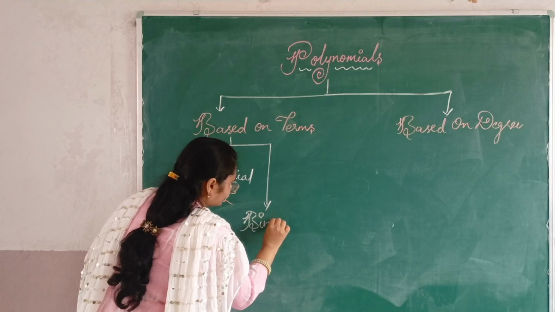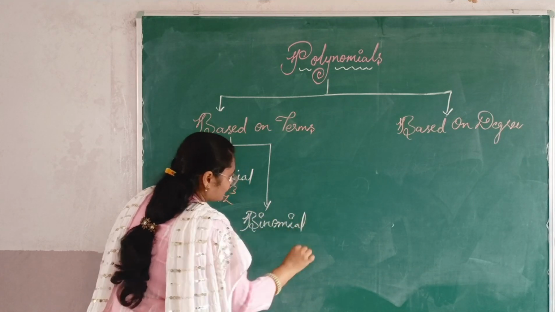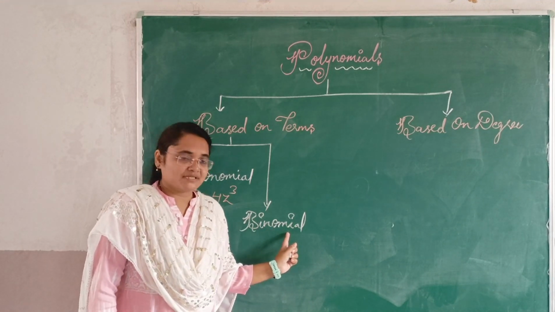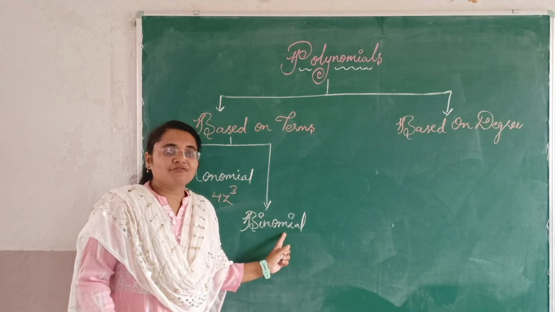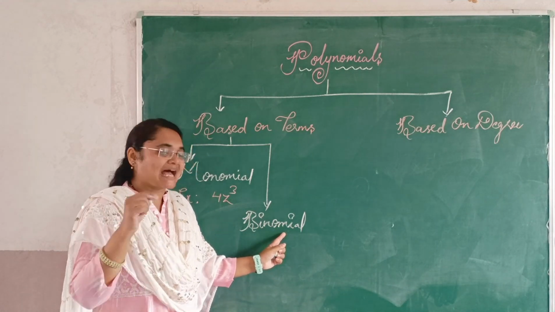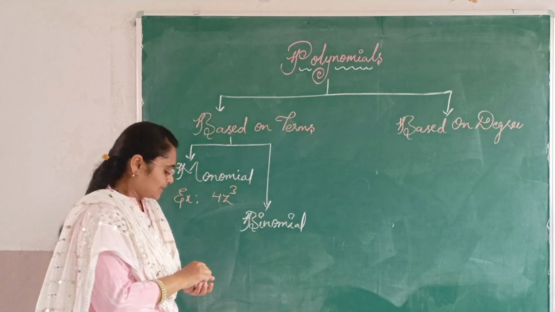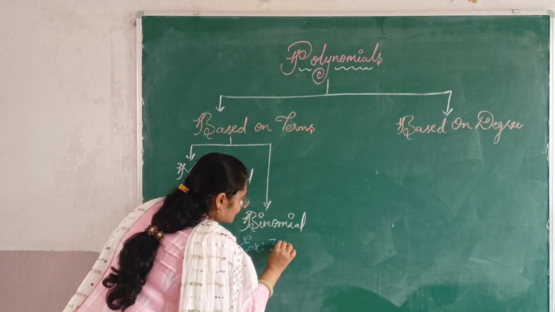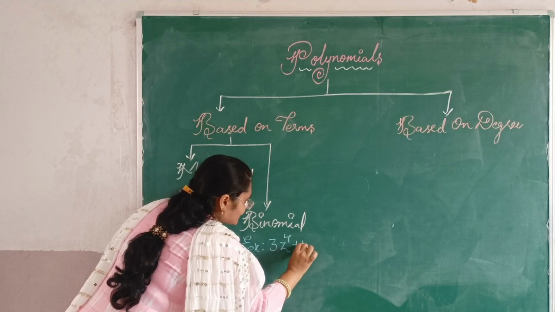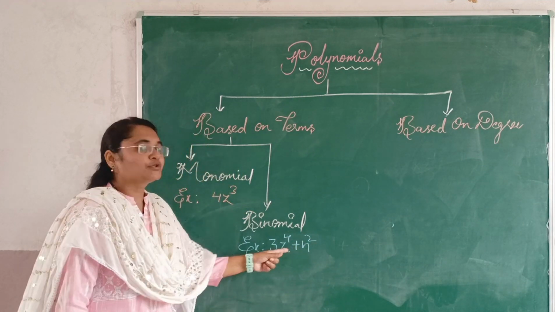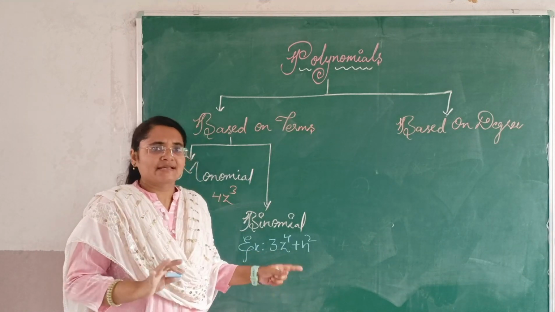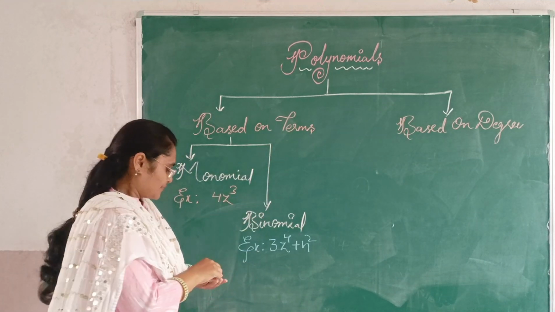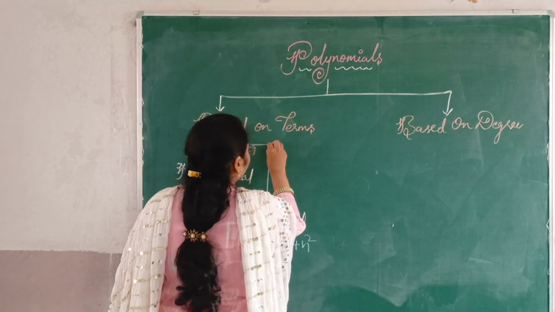Next, coming to the second one, binomial. Binomial, bi in the sense two, nomial means terms. Two terms combination, we are going to call that expression or that polynomial a binomial. Example, 3z power 4 plus n square, two terms, any two terms with any degrees. Here degree is not mandatory. Mandatory is the terms.